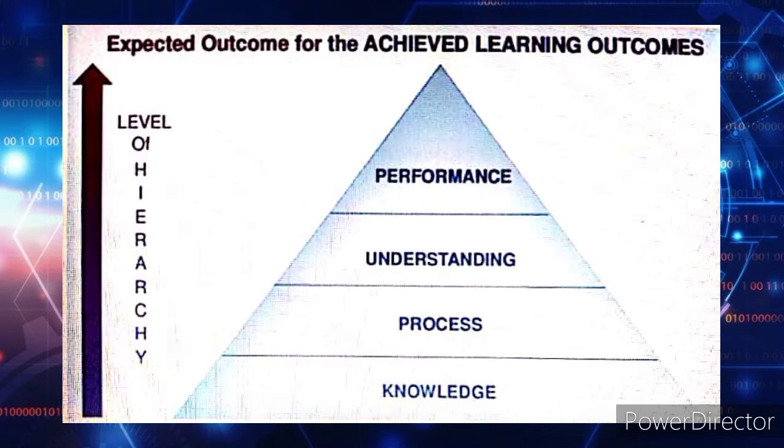In the expected outcome for the achieved learning outcomes, here is the level of hierarchy. On the top is the performance, the second is the understanding, the third is the process, and lastly is the knowledge.